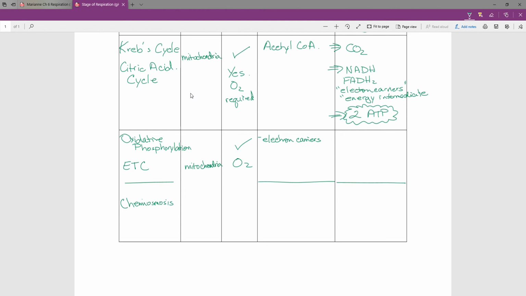So you could call them electron carriers. You could be consistent, like I have been doing it all the different ways, NADH or FADH2. You could call them those energy intermediates. This is kind of where they were going. They were intermediate to the process, but now they're getting used. And the electron transport chain takes those electrons and it's going to do two things with them. So the first thing it's going to do is set up a hydrogen ion concentration gradient.